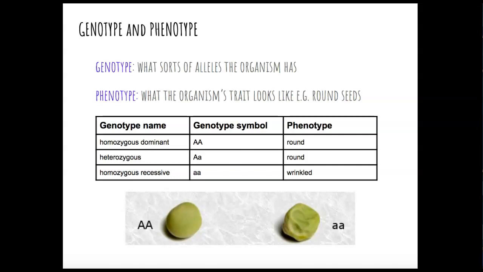In this case, when we're talking about the shape of peas, genotype can either be homozygous dominant, which is big A big A, heterozygous, which is big A little a, or homozygous recessive, which is little a little a. And the phenotype is determined by the genotype. So if the individual is homozygous dominant or heterozygous, it's going to have round shape. And if it's homozygous recessive, it will have wrinkled shape.